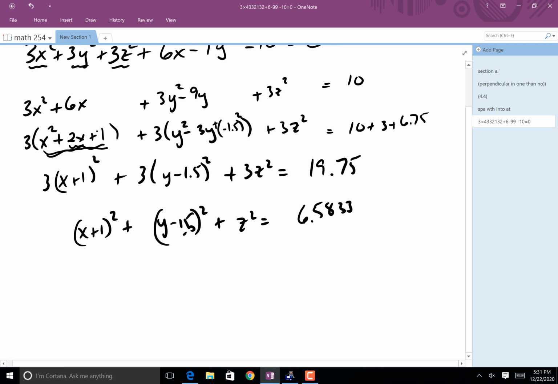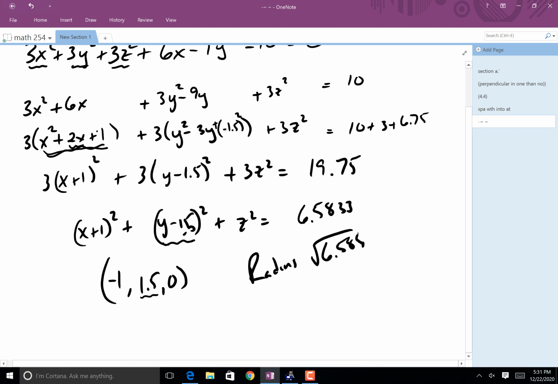Tell me this. Where is this circle centered? It's centered at -1, 1.5, and 0. Because it should be x minus a, but this is x minus a minus 1, so a is -1. This guy here is y minus b, so there's b, and then this of course is just z minus 0, so 0. That's where it is. And the radius is the square root of 6.5833, whatever that boils down to, 2.5 or something. No, 2.7 or something. 2.6, whatever it is. I don't know. Don't care. Okay, if I cared, I'd do it.